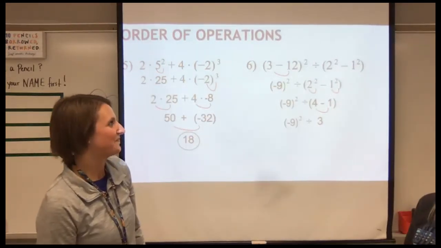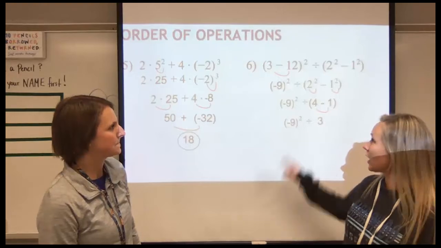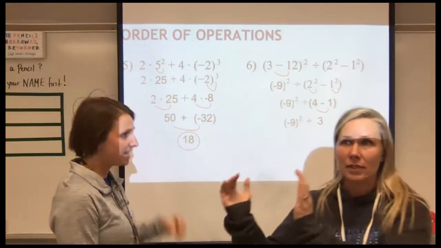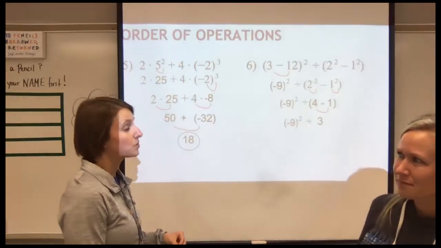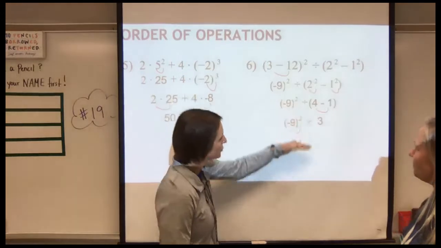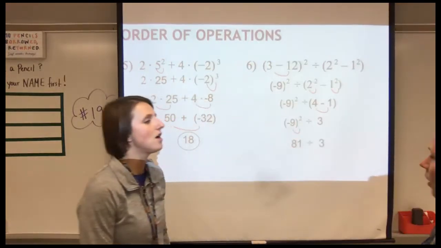All right, exponent. Negative 9 squared. Because it's touching the parentheses, everything in there, we got negative 9 times negative 9. Signs agree, so it's going to be a positive 81. So now I'll drop down the divided by 3. 81 divided by 3.